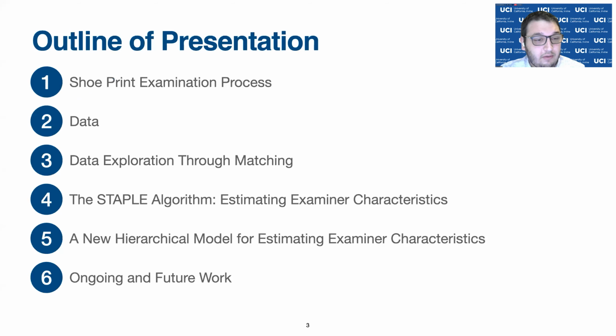So just an outline of this presentation, I'm going to start by discussing the shoe print examination process. Then I'll discuss the data we have. I'll discuss the first attempt at measuring this variability through matching. Then I will dig deeper into something called the staple algorithm, which is used to estimate examiner characteristics. I will then introduce the new model that we've been working on, which is a hierarchical model for also estimating the examiner characteristics. And then I'll close with some ongoing work and future work that we plan on doing.